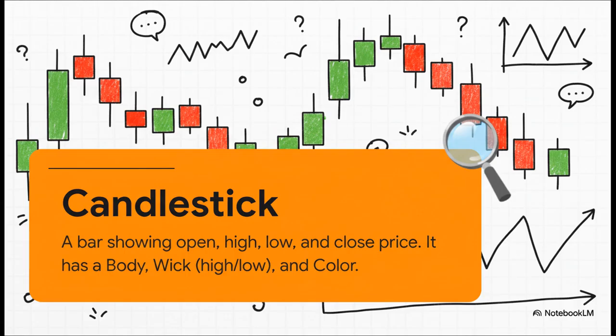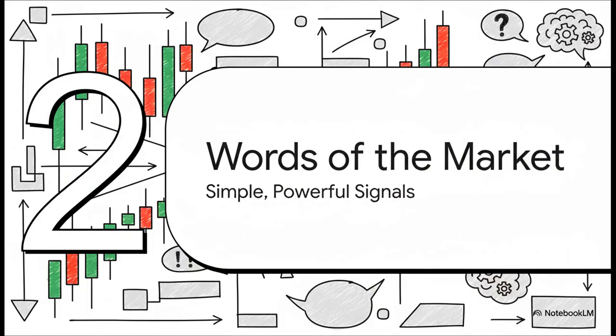The thick part, that's called the body. It shows you where the price opened and where it closed. Those thin little lines sticking out, those are the wicks, and they show you the absolute highest and lowest points the price hit. And the color? That's your easiest signal of all. Green means the price went up, red means it went down. Simple as that.